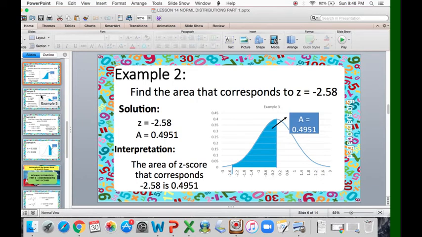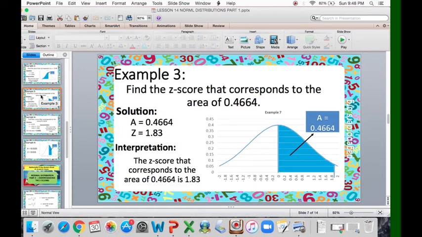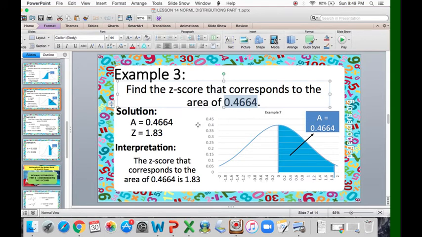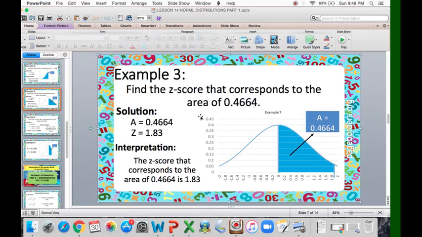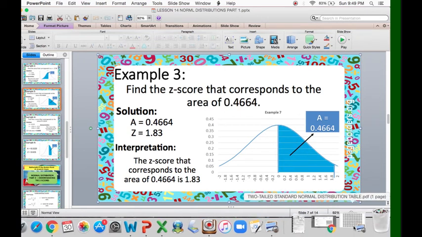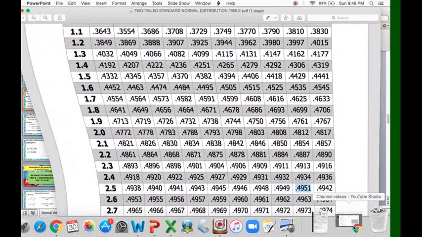I prepared 5 examples for this discussion for you to better understand our topic. Okay, now for this one, as we look for this example, ang given ay ang area. So, we're looking for the z. Find the z-score that corresponds to 0.4664. So, we're looking for the 0.4664. And we will use now the standard normal distribution.